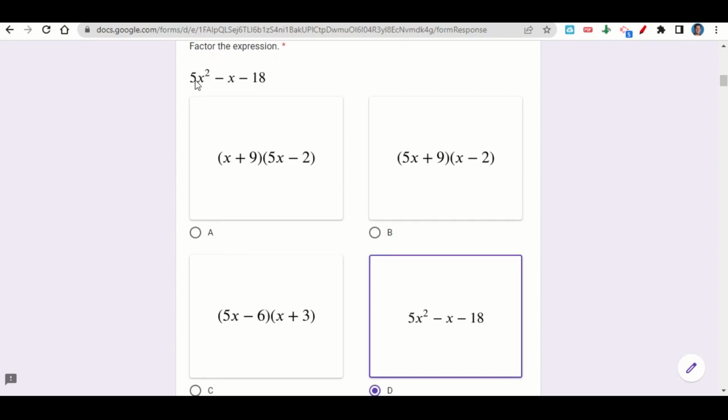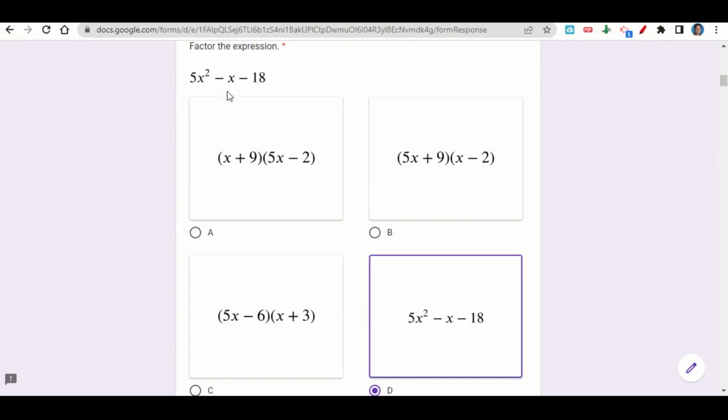And then we need two numbers that multiply to get negative 18. So we have, for instance, 9 and 2 or 6 and 3. Well, we have 6 and 3 and 9 and 2. So all of these are possibilities. But when we do that, we get 5 times 3 is 15 minus 6 is 9, which is not negative 1x. So that one's out, so it can't be this one.